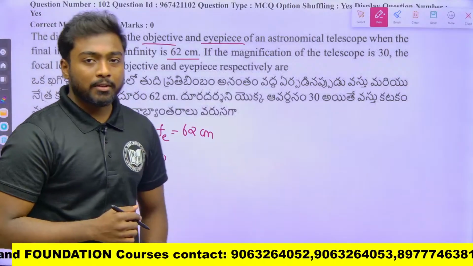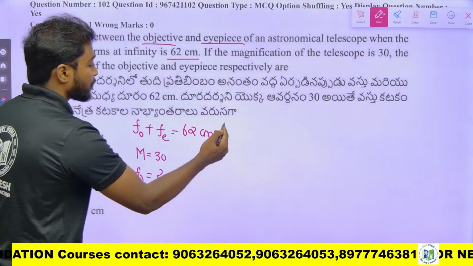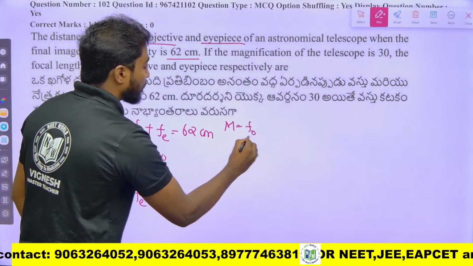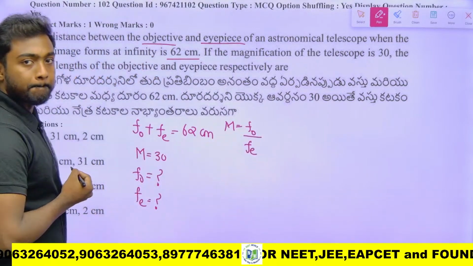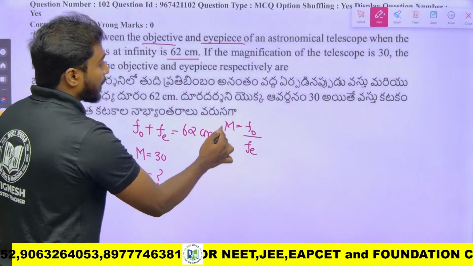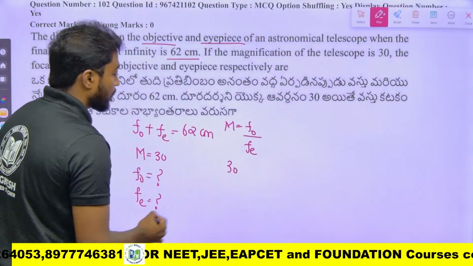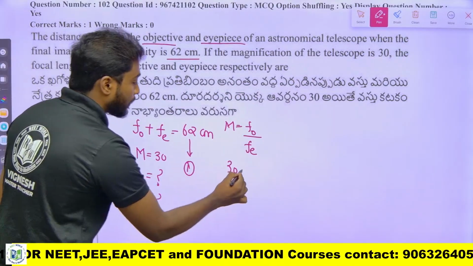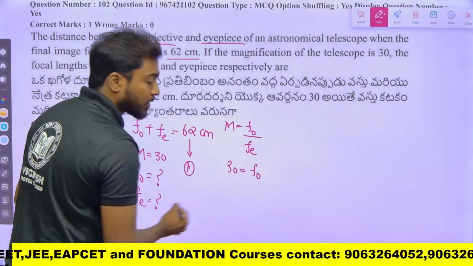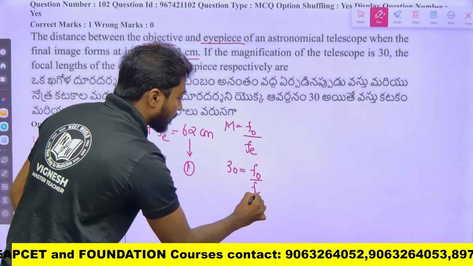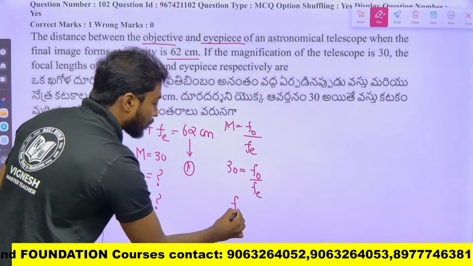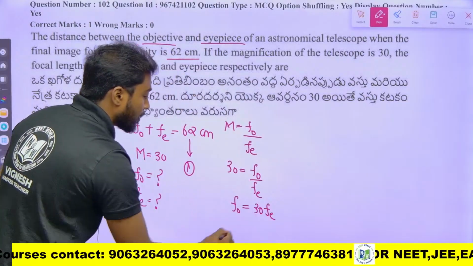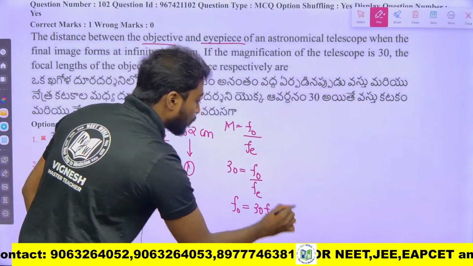So we know the formula for the magnification, right. The magnification formula is m equals focal length of objective by focal length of eyepiece. We know that magnification is given as 30, so let me take this as equation number 1. 30 equals focal length of objective by focal length of eyepiece. So from this I can get focal length of objective is nothing but 30 times focal length of eyepiece. Let me take this as equation number 2.